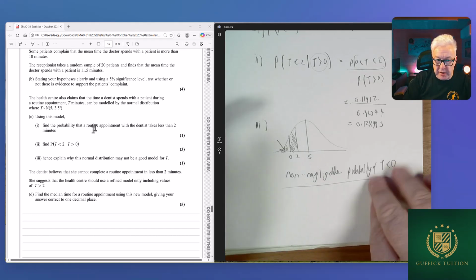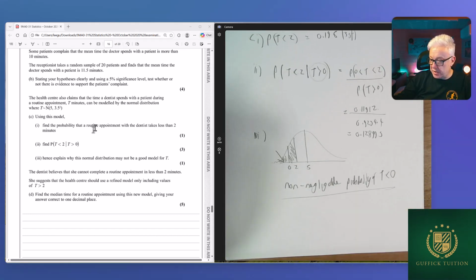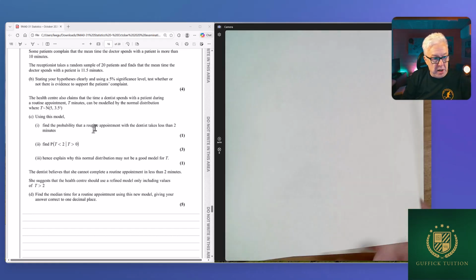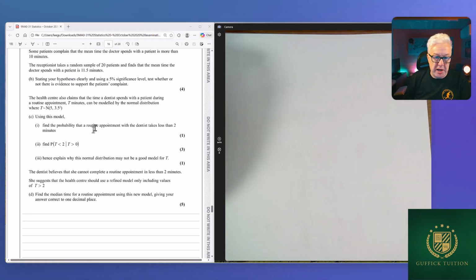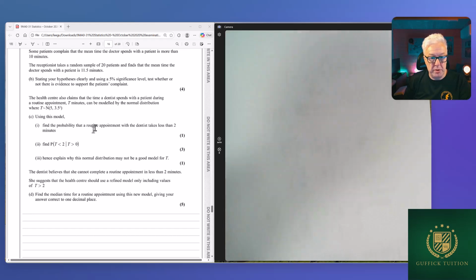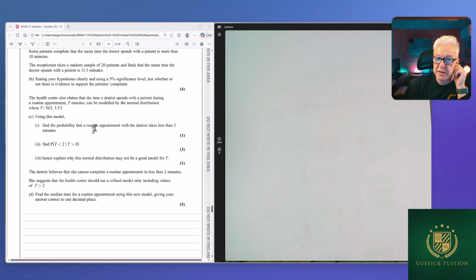Okay, so that's part 3. Now this next bit, 5 marks at the end of this question, super tricky, I think. It says the dentist believes that she cannot complete a routine appointment in less than 2 minutes. I hadn't noticed we've gone from doctors to dentists, haven't we? She suggests that the health centre should refine the model to only include values for t greater than 2. Find the median time for a routine appointment using this new model, giving your answer correct to 1 decimal place.